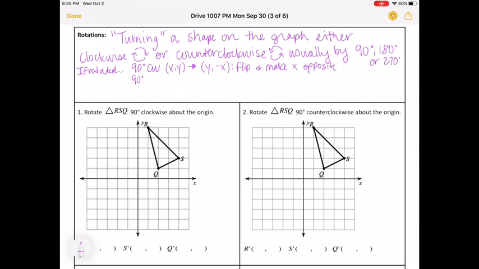Okay, now 90 degrees counterclockwise. So our rule or our mapping diagram start off with X comma Y. All right, then again, since it's a turn, we are flipping X and Y. So Y comes to the front, but Y is also going to be its opposite. Flip X and Y and make Y opposite.